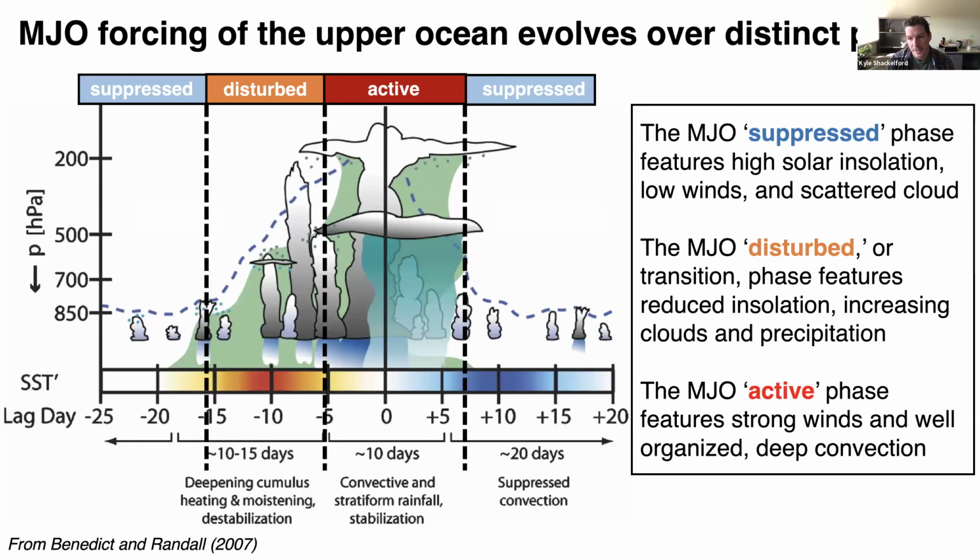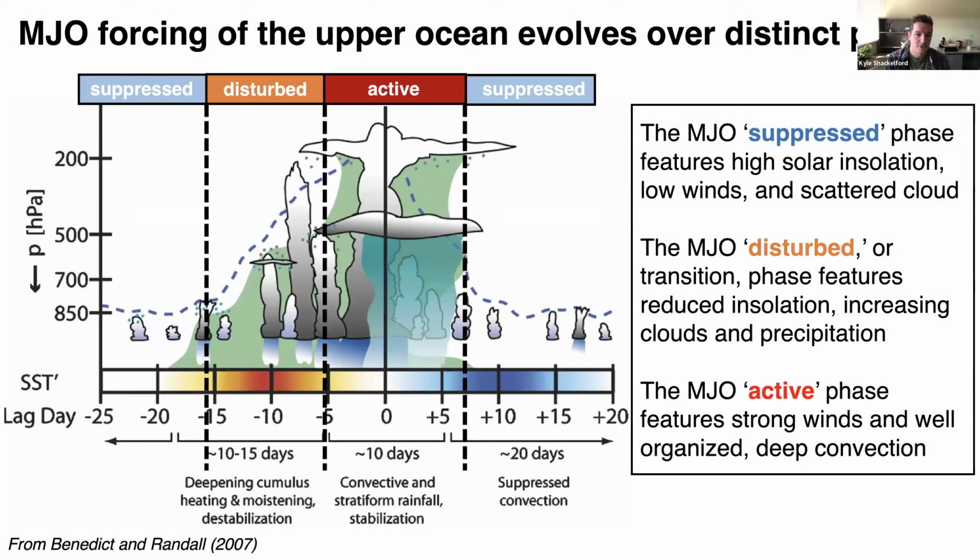From the atmospheric perspective, in the MJO suppressed phase you typically have large amounts of downwelling shortwave radiation impinging on the ocean surface, low winds, and infrequent clouds and precipitation. So during the suppressed phase, we don't anticipate rain layers forming too often. On the other hand, during the MJO active phase, you have well-organized deep atmospheric convection. However, you also have very strong winds. So this is another period where we don't expect rain layers to form frequently, because typically the winds are so strong that any freshwater input on the ocean surface is rapidly mixed throughout the column.